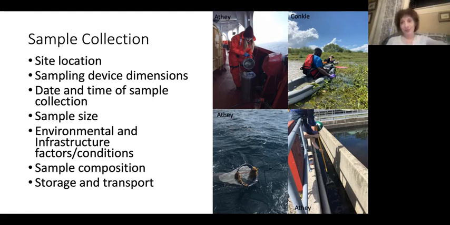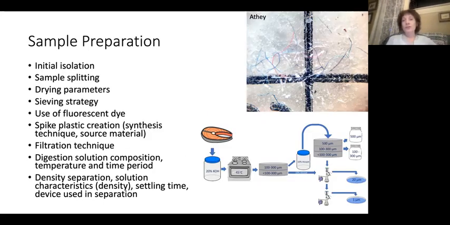The additional consideration here is that you're also accounting for potential background contamination. For sample preparation, you want to make sure you describe all the steps from the initial isolation all the way down to how you filtered your sample, how you digested it, whether you used density separation. And so I like this flow chart because it really walks you through the entire process from fillet all the way down to this 1 micron filter over here.